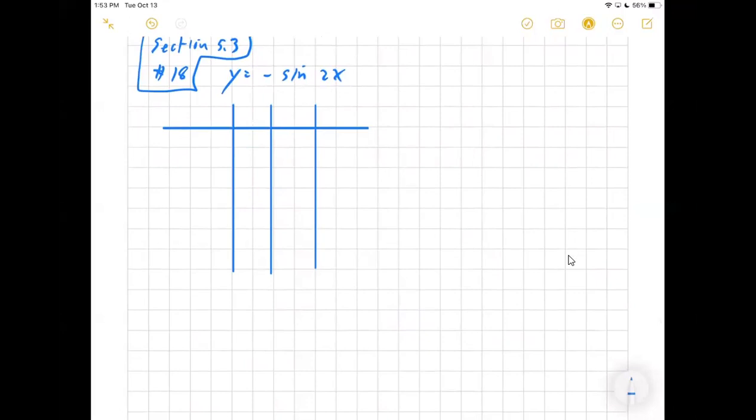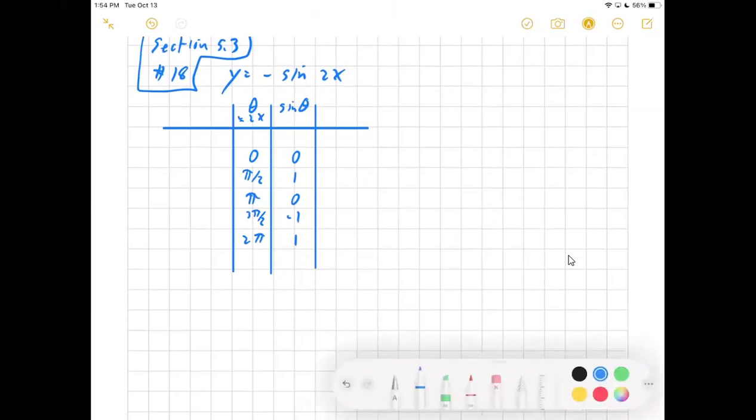So we have theta, which will be equal to 2x in this case, and we have the sine of theta. From what we've done in class, we have key points: when theta is 0, the sine is 0. When theta is pi over 2, the sine becomes 1. When theta goes to pi, the sine value goes to 0 again. When theta equals 3 pi over 2, we have a -1, and at 2 pi, we have a 0 again. So those are the 5 key points for the sine function.